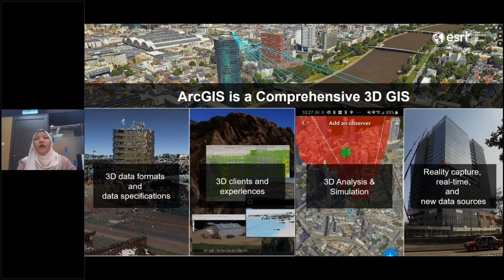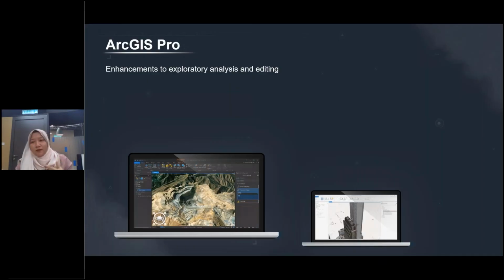And of course, when we work with 3D, we work with reality capture, real-time, and new data sources. So simply to say, 3D in ArcGIS Pro, we have adopted and delivered new technology, which is the 3D GIS, to meet diverse market needs. This is the latest enhancement that ArcGIS Pro has provided in terms of analysis and also editing.